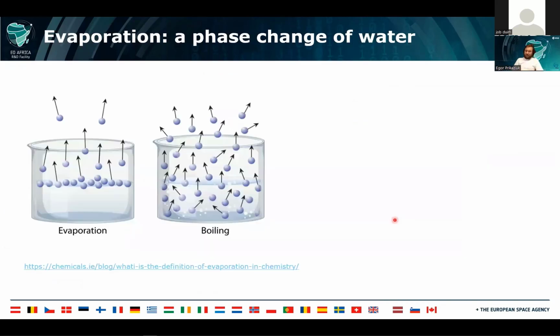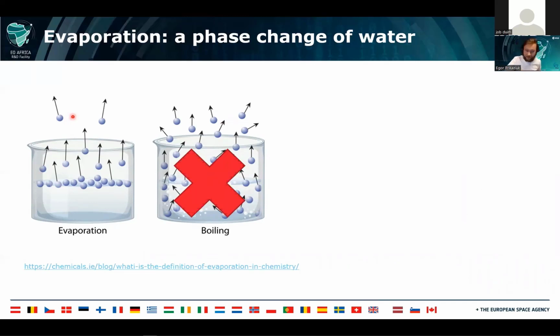Another remark that has to be made for understanding: evaporation is not boiling. Evaporation happens at all temperatures. We do not have to raise the temperature of water to 100 degrees to evaporate it. Evaporation occurs normally at any temperature where molecules are detached.